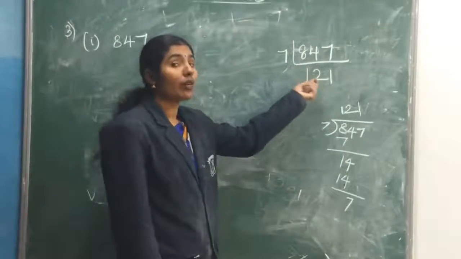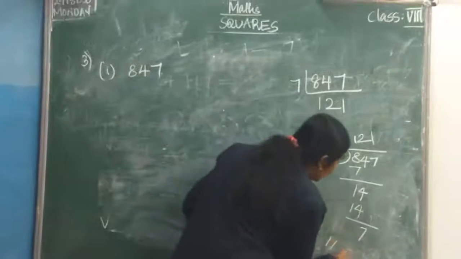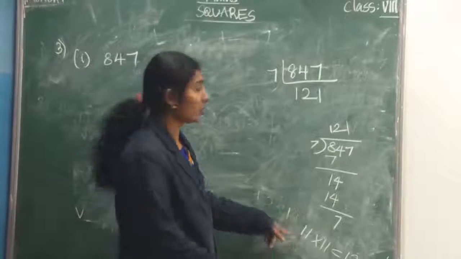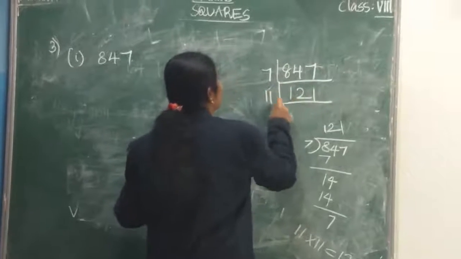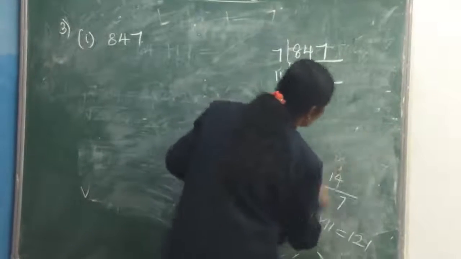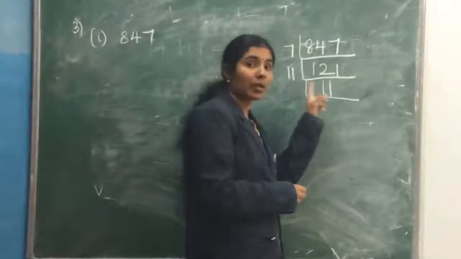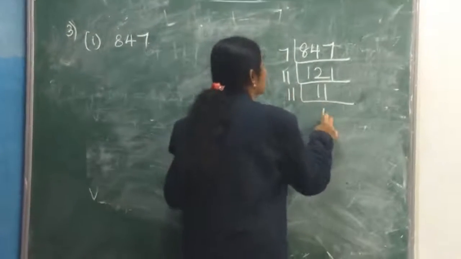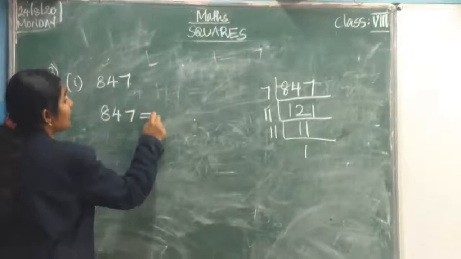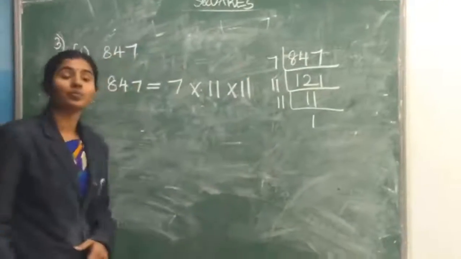Now 121 you can divide by 11. What is the reason? 11 11s are 121, and 11 is a prime number. So you can divide by 11 itself: 11 ones are 11. So 847 you can write as 7 into 11 into 11.